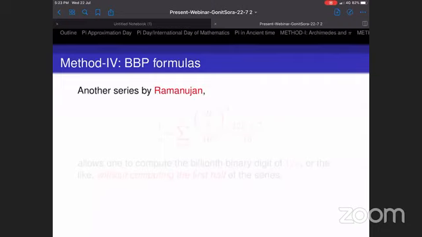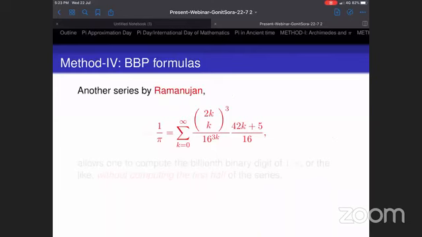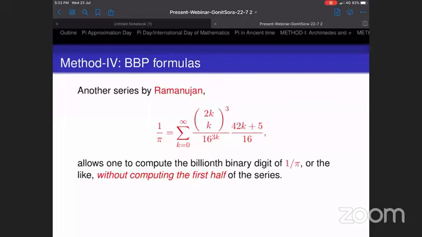Then, so that brings our final method. This is method 5. This is BBP formulas. So after the SEM algorithm and then Ramanujan type series, it almost felt that all those methods were saturated. Until one new method was discovered, which is called BBP formula type. Okay. So another series by Ramanujan, this series allows one to compute the billionth binary digit of 1/Pi, or like that, without computing the first half of the series.